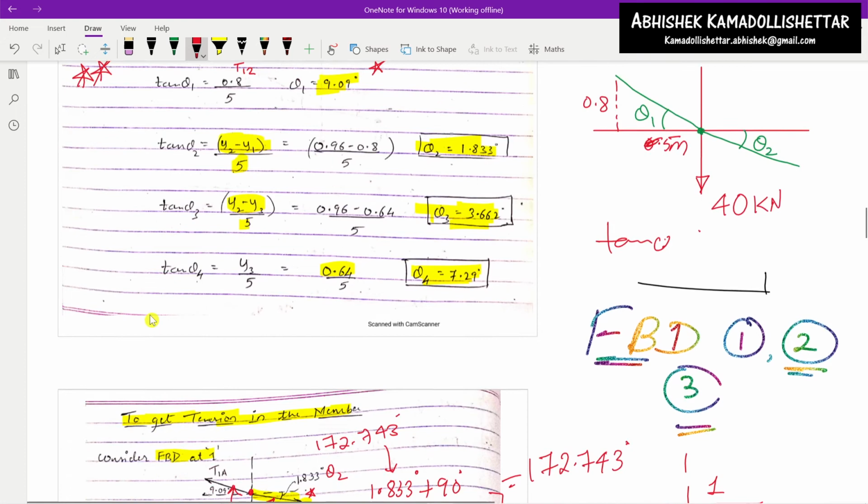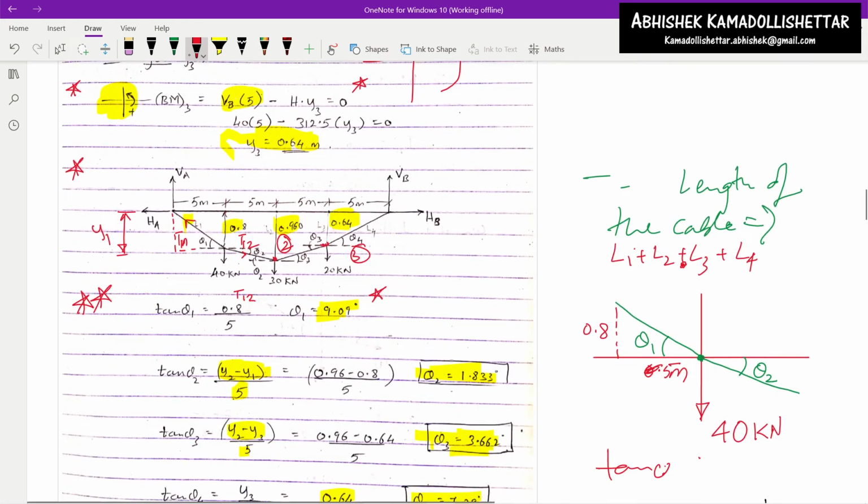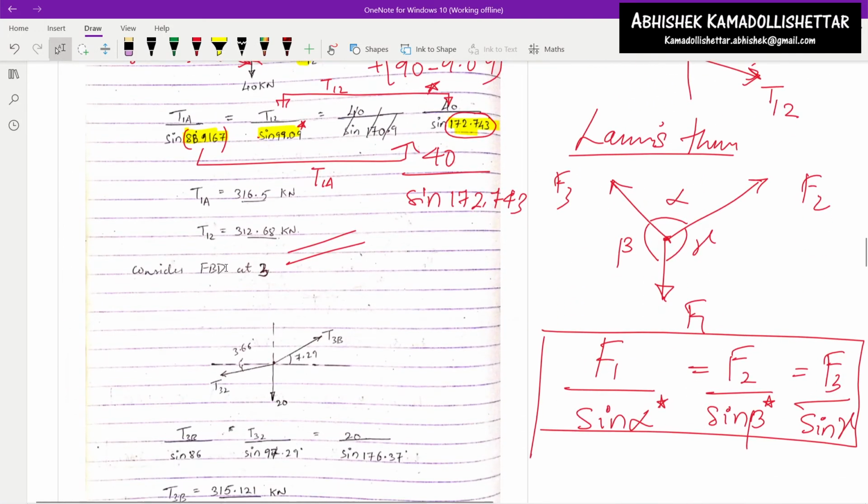Only if you do it at the 2 locations, you will get all the answers here. So I'll just show you. If you do it at 3 itself, it is more than sufficient. Now let us go for the FBD at location 3. It will be easy here.